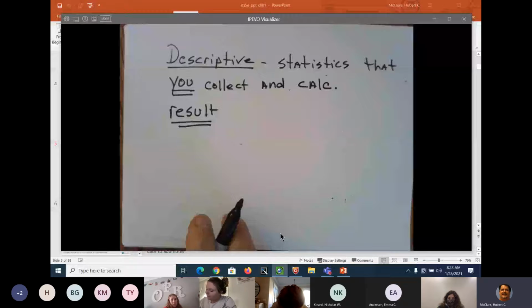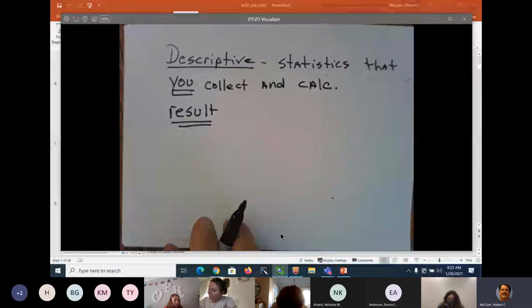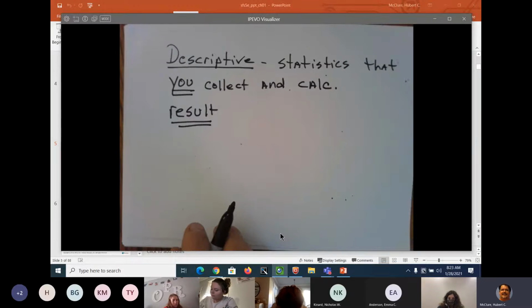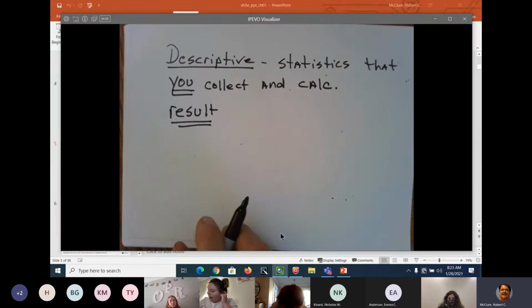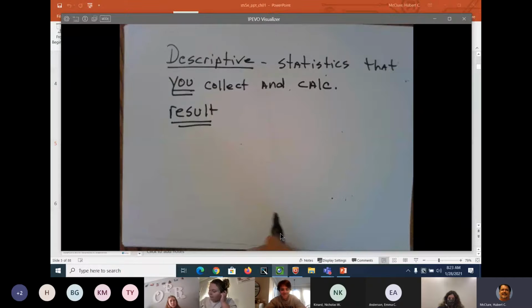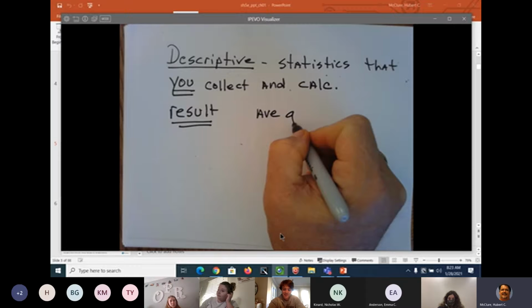In other words, if I go out and I pull all your grades for your Unit 1 test and I find an average, then that's pretty much descriptive statistics. Like the average grade for my class, or you could find your average by taking all your unit tests and dividing by 4. A good example of descriptive statistics is finding an average grade.